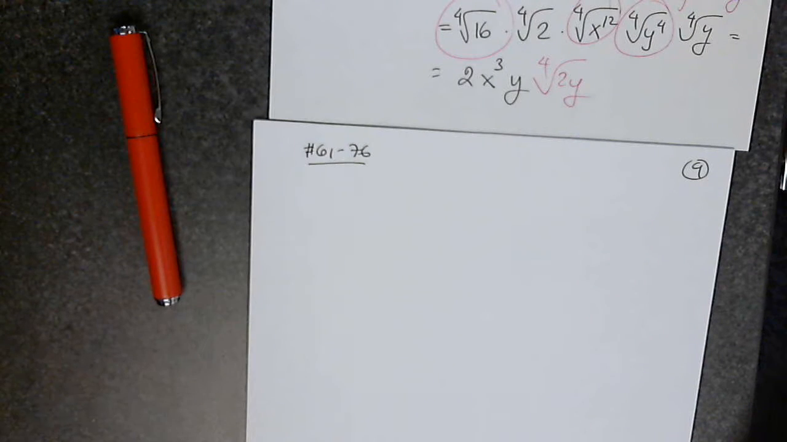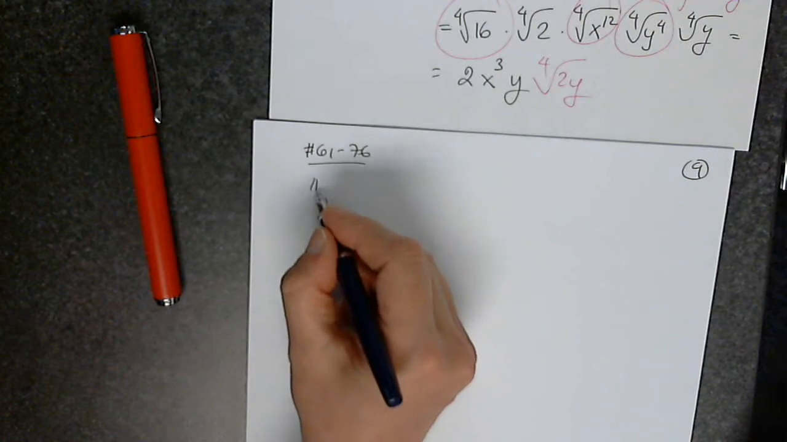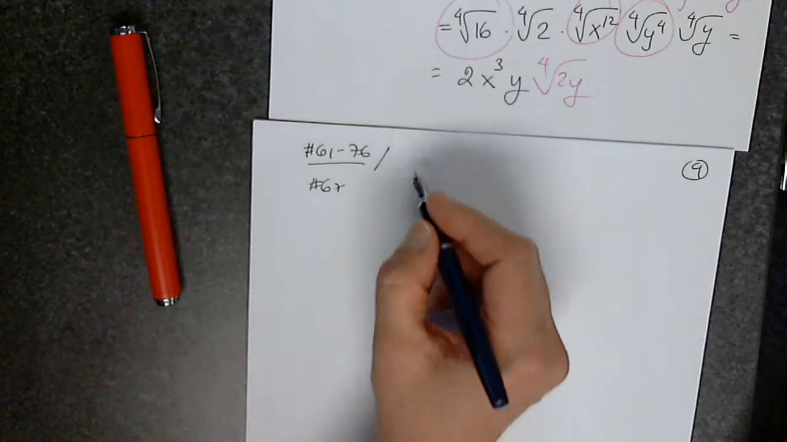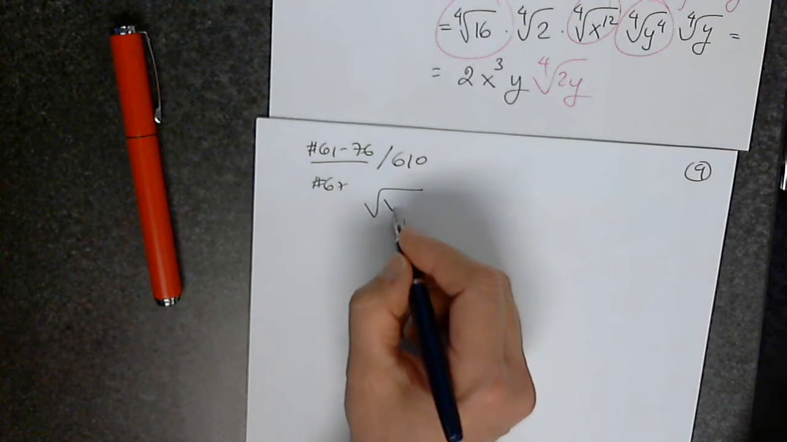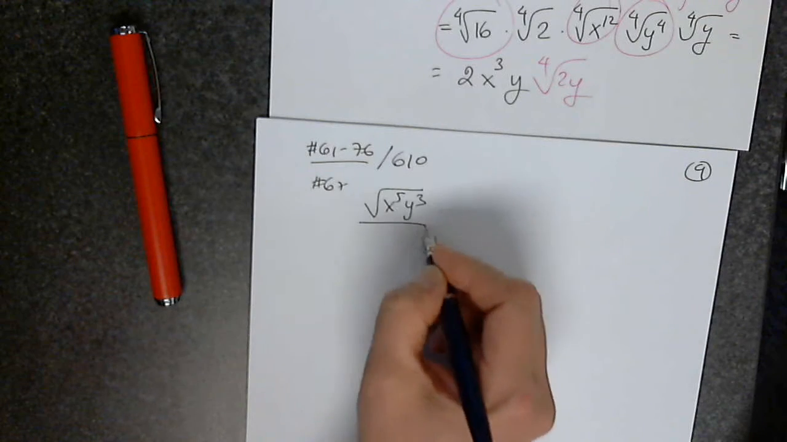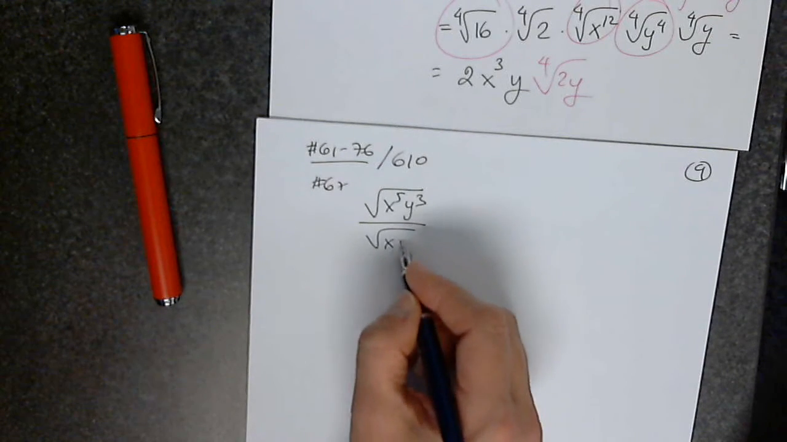Okay, 61 through 76. And then we'll talk about the distance formula and the midpoint formula. 67. So again, this is page 610. X to the 5th, y to the 3rd, divided by the square root of xy.